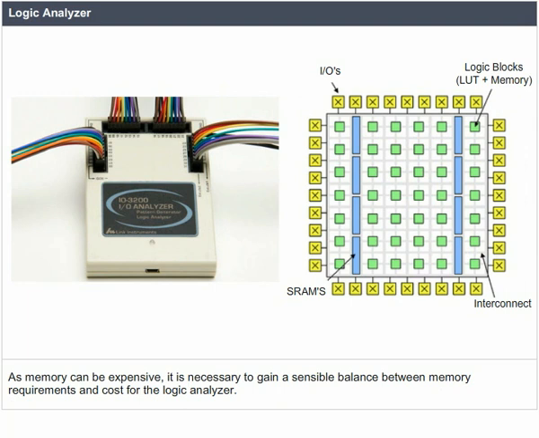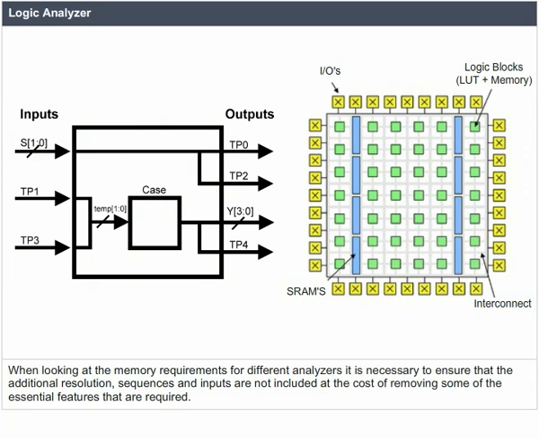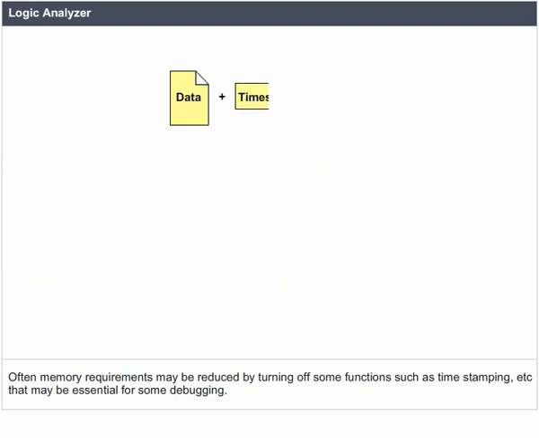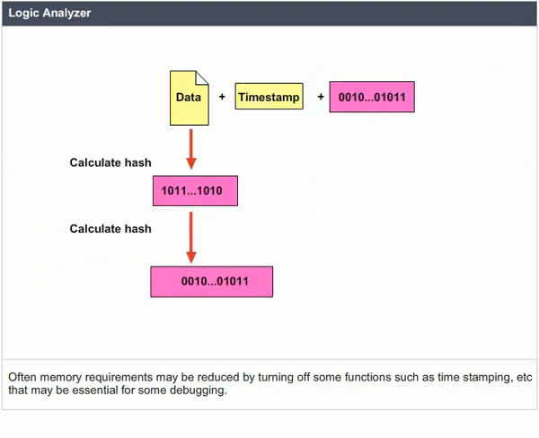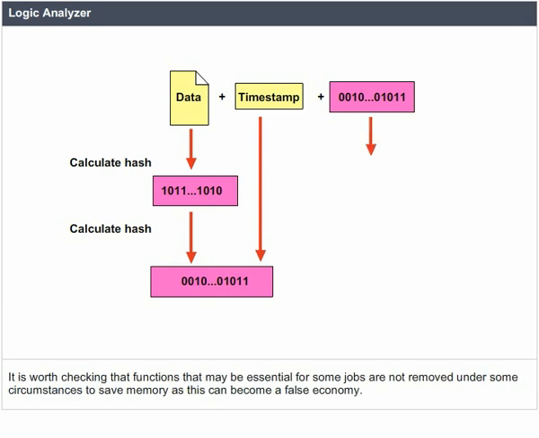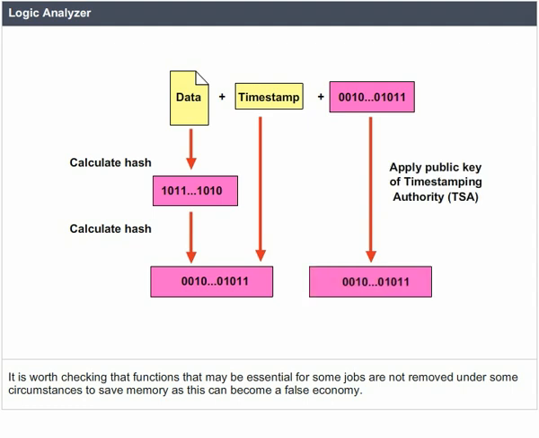logic analyzer. When looking at the memory requirements for different analyzers, it is necessary to ensure that the additional resolution, sequences, and inputs are not included at the cost of removing some of the essential features that are required. Often, memory requirements may be reduced by turning off some functions such as timestamping, etc., that may be essential for some debugging. It is worth checking that functions that may be essential for some jobs are not removed under some circumstances to save memory, as this can become a false economy.